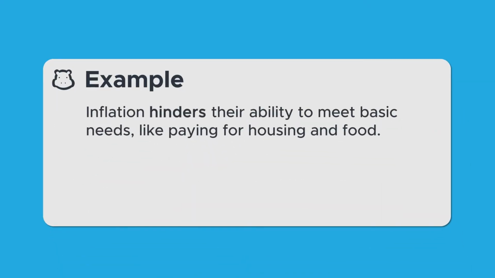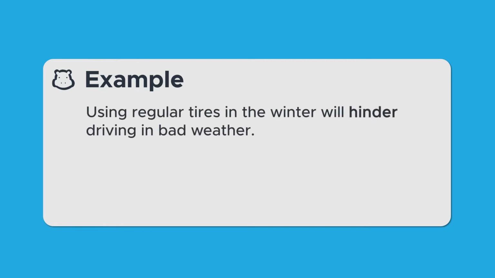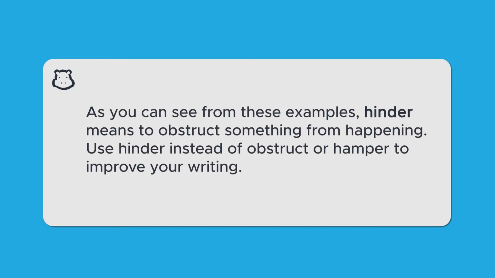Let's see some example sentences. Inflation hinders their ability to meet basic needs, like paying for housing and food. The recession hinders debt repayments, and collectors have more work than ever. Using regular tires in the winter will hinder driving in bad weather. As you can see from these examples, hinder means to obstruct something from happening. Use hinder instead of obstruct or hamper to improve your writing.